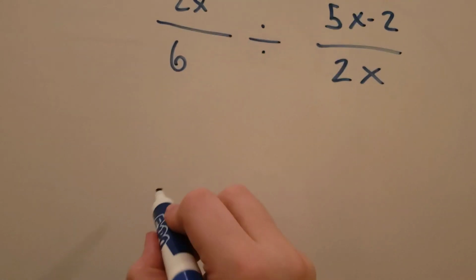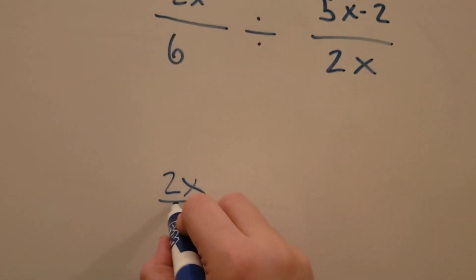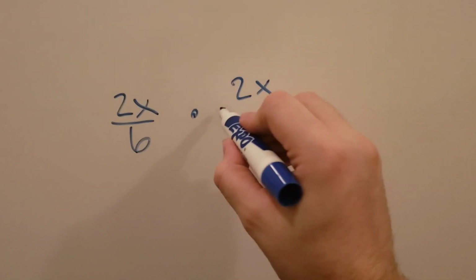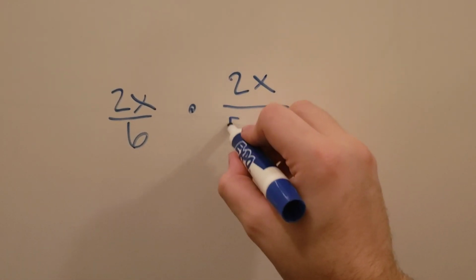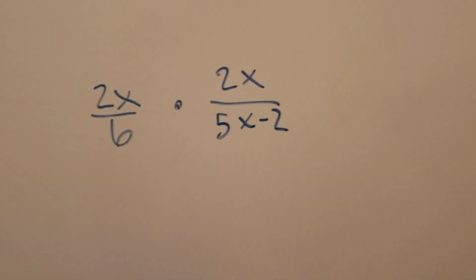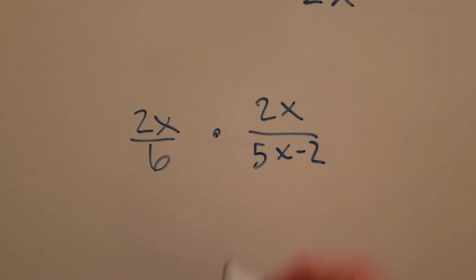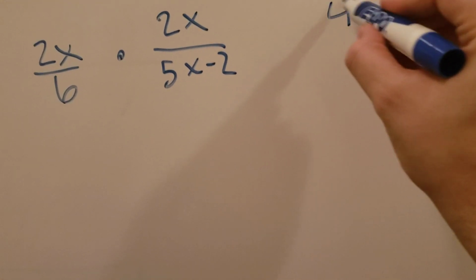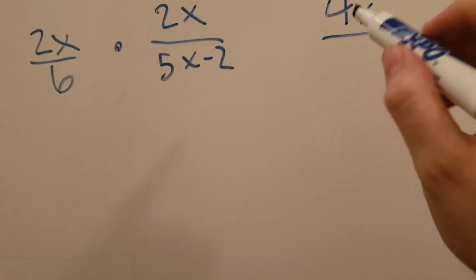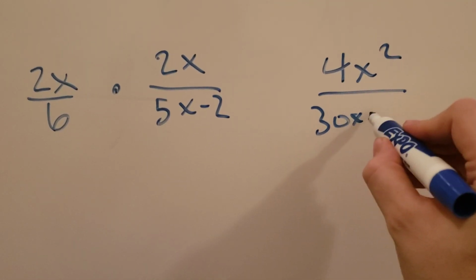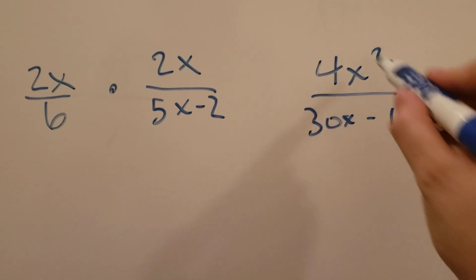We have to rewrite the problem as this: 2x divided by 6 times 2x divided by 5x minus 2. And now it's just like all those other problems we did. Ready to go. So 2x times 2x, that's 4x squared. And 6 times 5x minus 2 is 30x minus 12.